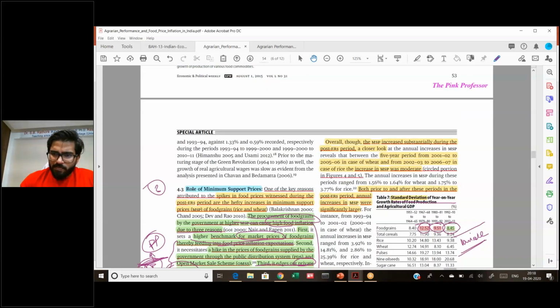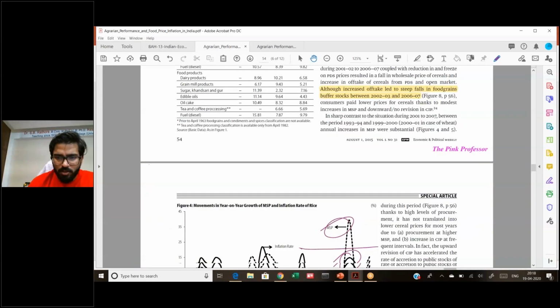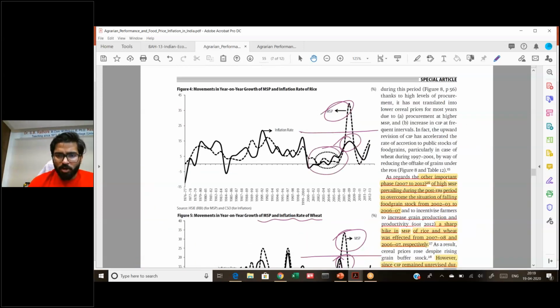As I've already told you, the MSP was substantially higher. However, if you break down this post-economic reform period, it can further be divided into two phases. One of the phases is the annual increase in MSP between 2001 till 2005, and for wheat from 2002 to 2006. So for a very long period, the increase in MSP was actually quite low, and this has been circled. This is the period that we are talking about, where the inflation is very low because the MSP increase in this period was very low.